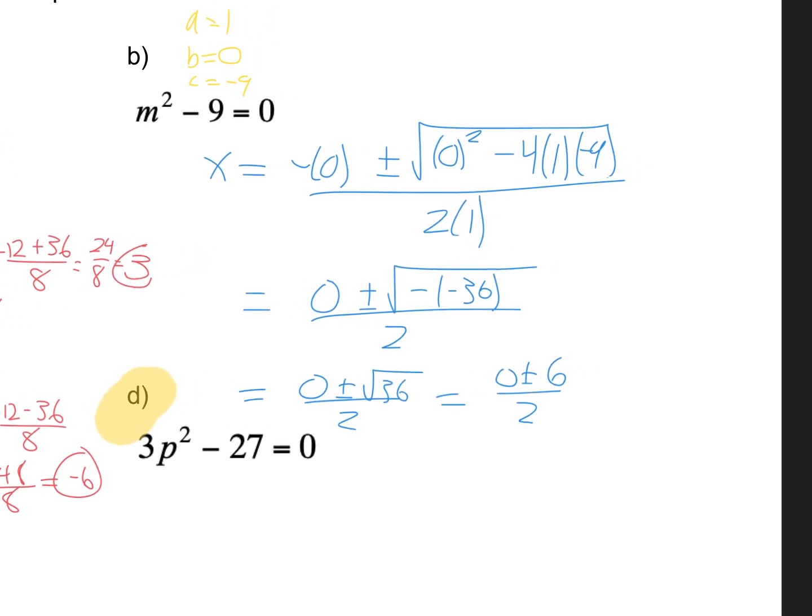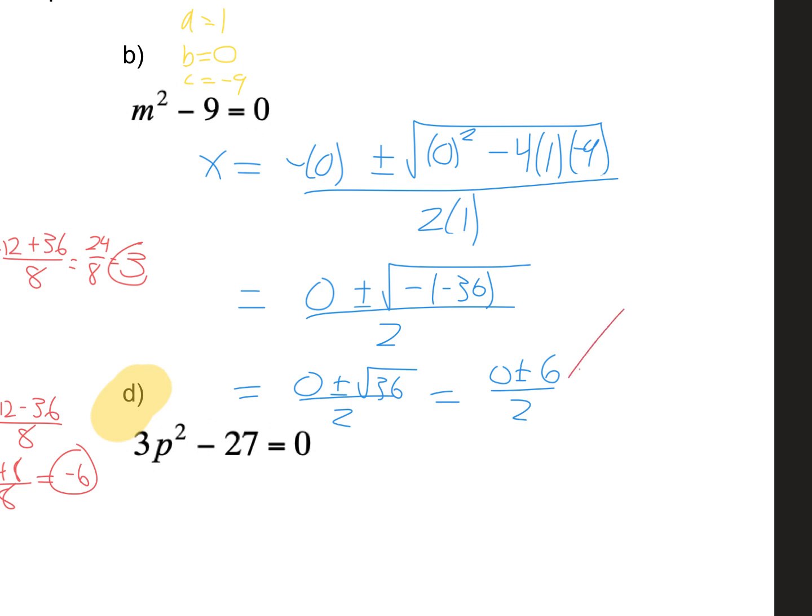So at this point, we can split into two equations. So I have 0 plus or, I guess I can drop the 0 at this point. So in this case, it would be positive 6 over 2 and negative 6 over 2 are my two different solutions. So for this one, our answer would be 3. For this one, our answer would be negative 3.